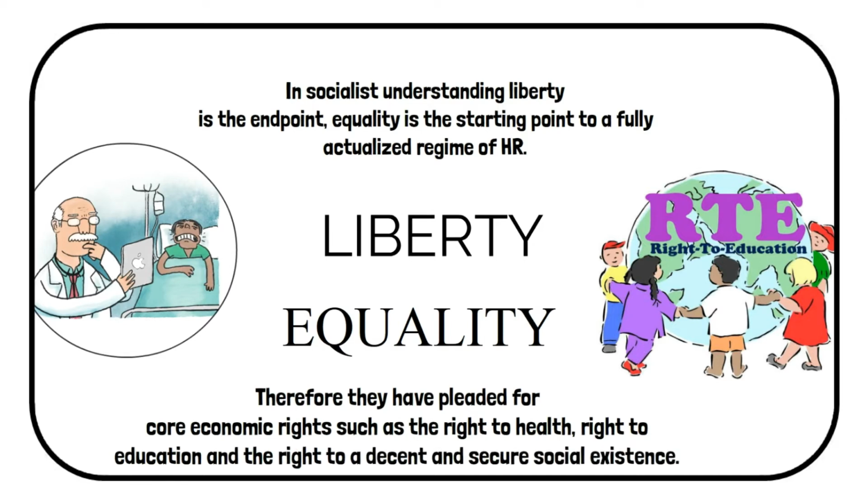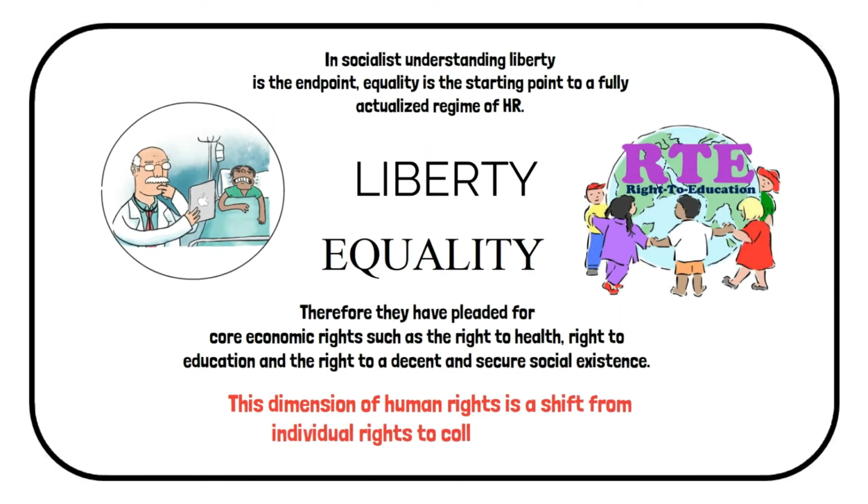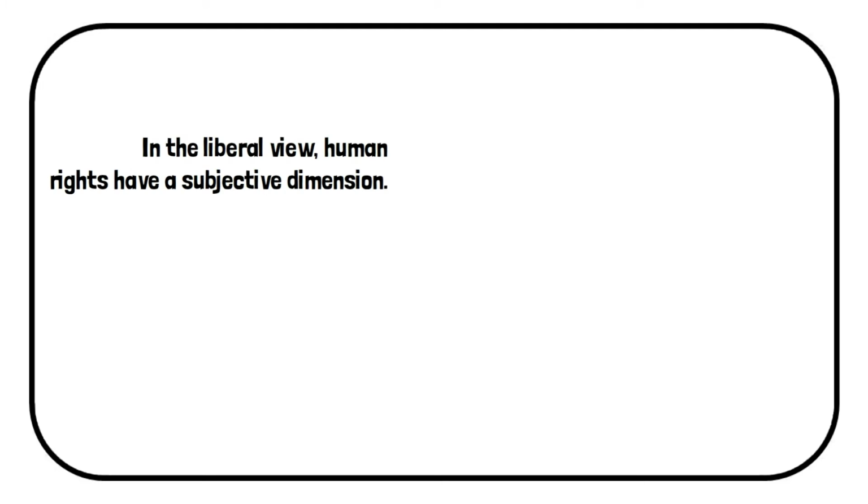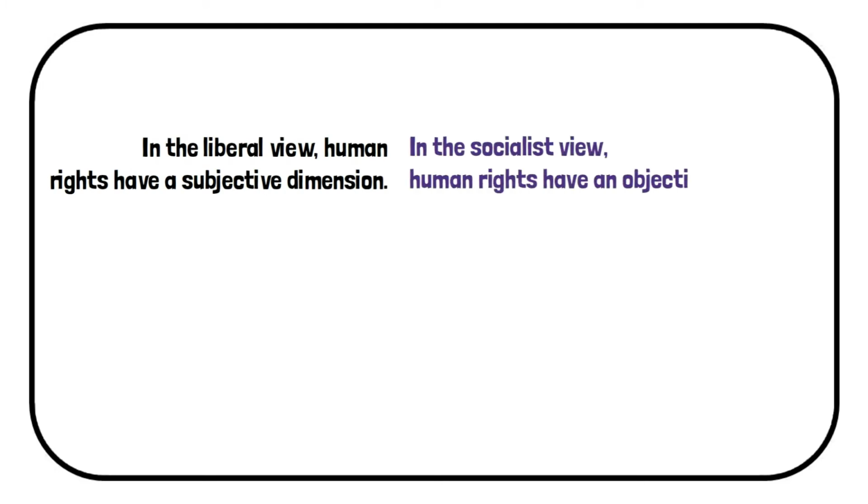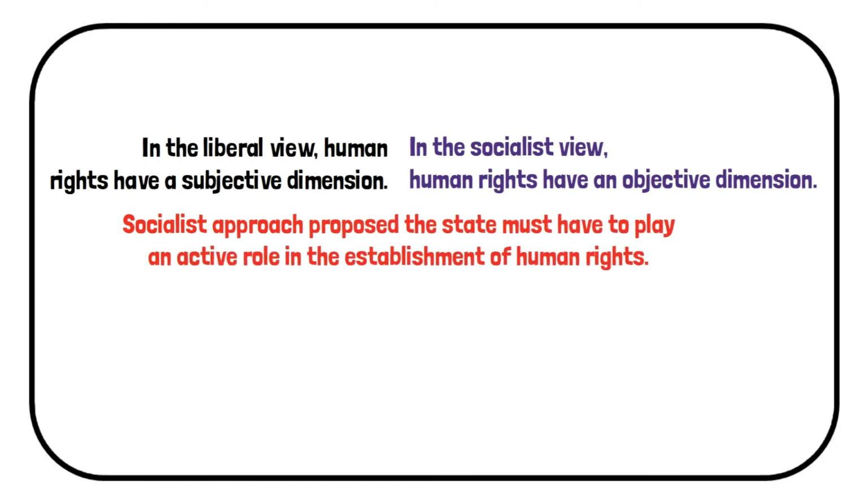Therefore, they have pleaded for core economic rights such as the right to health, the right to education and the right to a decent and secure social existence. This dimension of human rights is a shift from individual rights to collective rights. In the liberal view, human rights have a subjective dimension. In the socialist view, human rights have an objective dimension. It proposed that the state must play an active role in the establishment of human rights.